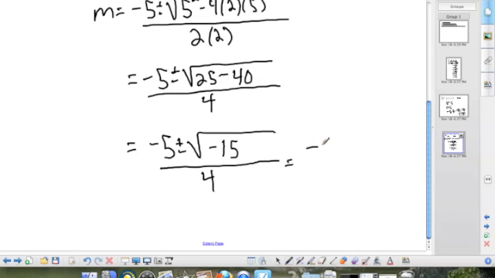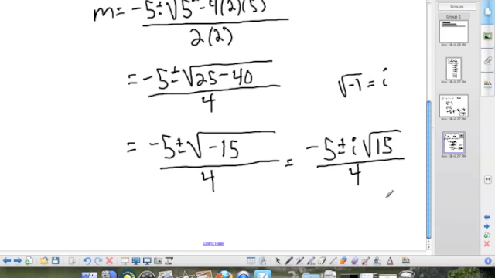I'm going to simplify this by taking out the negative and replacing it with i on the outside, because the square root of negative 1 is i. Remember, square root of negative 1 is i. Negative 5 plus or minus i square root 15 all over 4. And you have to realize, can you reduce 15 or simplify it? It's 3 times 5. 5 and 3 are not perfect squares. So your answer is negative 5 plus or minus i square root 15 all over 4.